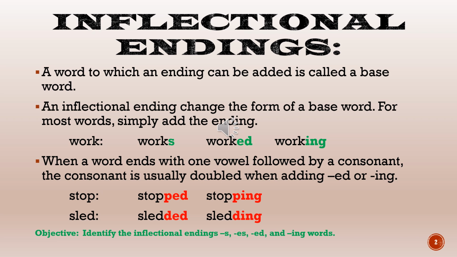Look at the next example. It's let. Okay, you have the vowel and then you have the consonant. And the rule says that you need to double the consonant. That's why you have double T. And then you have the ed, which is the inflectional ending. And then in the next one, you have ing after double T. Okay, let's go to page number 3.